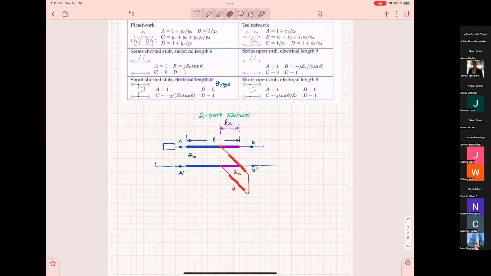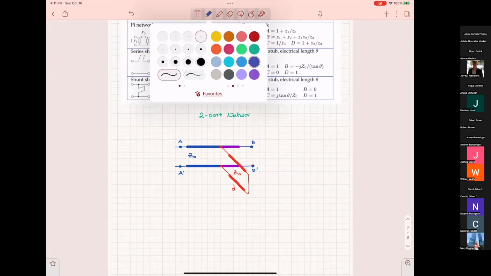Don't need that. For the time being, I don't need this. I don't need that. I don't need this. That's the network we have for which we want to find the ABCD matrix. All right.